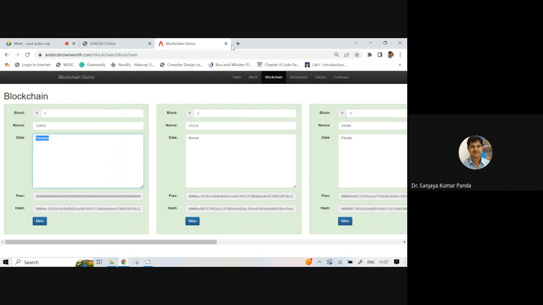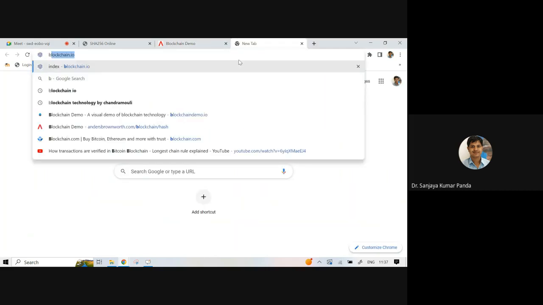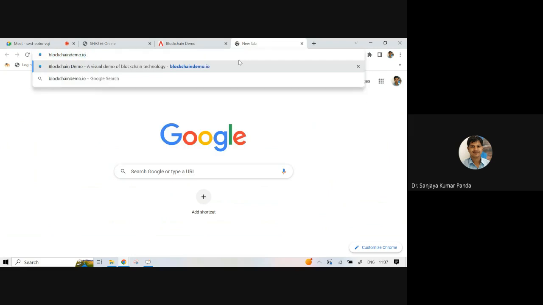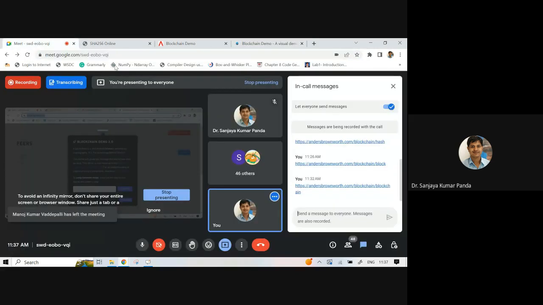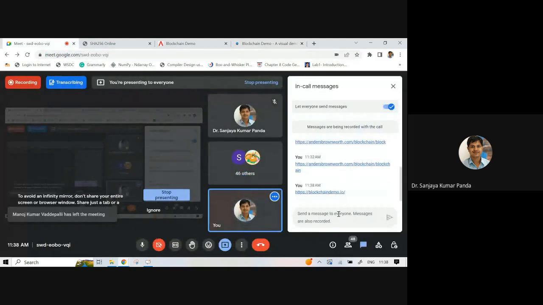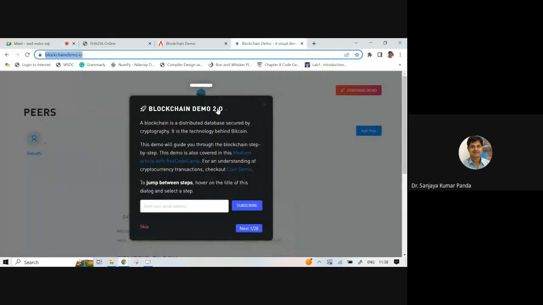There is another site that you can visit, called blockchain demo.io. It's also a very nice website. Let me paste it in the chat box. You can visit this website, blockchain demo 2.0. Here you will get the details about the concept of blockchain in detail.